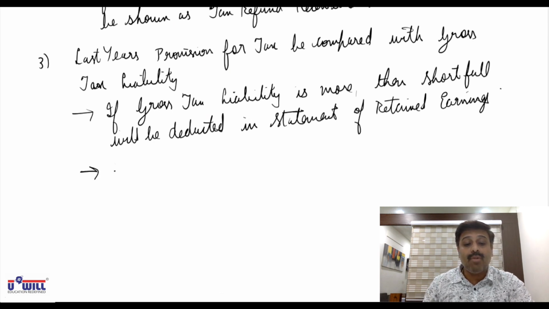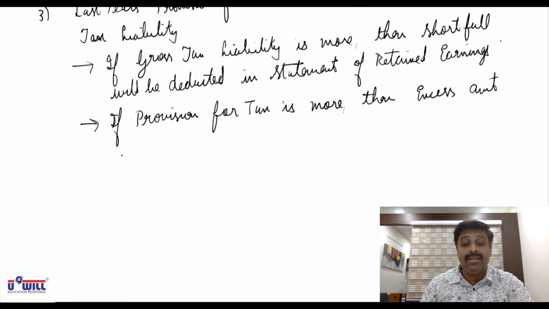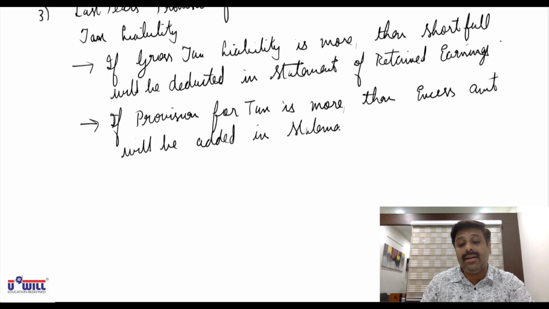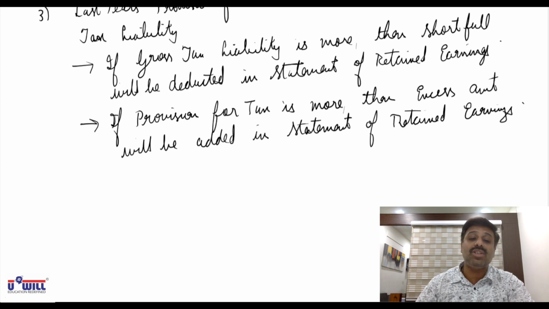And if provision for tax is more, it means we have already created more provision than needed. If provision for tax is more, we have already created more provision than required, then the excess amount will be added in the statement of retained earnings. We will withdraw it back, so we'll add it in the statement of retained earnings. I am discussing even the situations which are not covered in the above question but can come in your long question. So I am discussing both the situations.